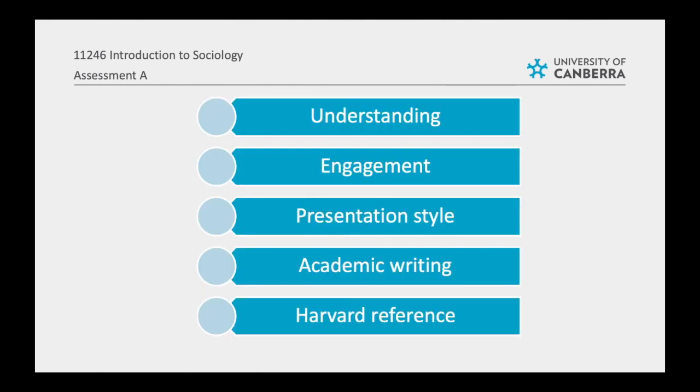The way the marks come is, have you demonstrated understanding, have you demonstrated engagement, what's your actual presentation style, so there will be substantial feedback because we are seeking to build your skills on this, have you done academic writing, and have you done a Harvard reference. So that's basically how we allocate the marks for Assessment A, and I hope this video has been useful to you. Thanks.